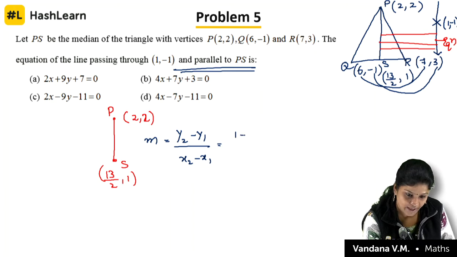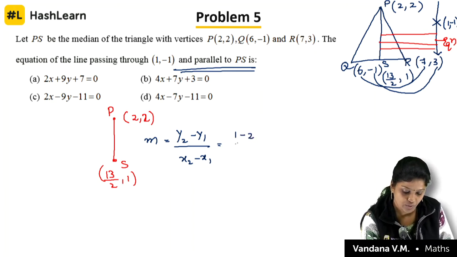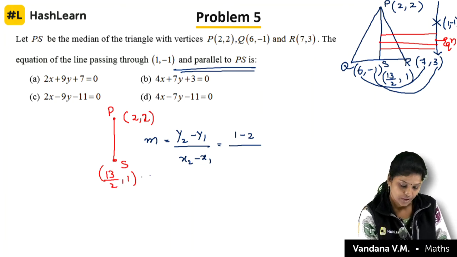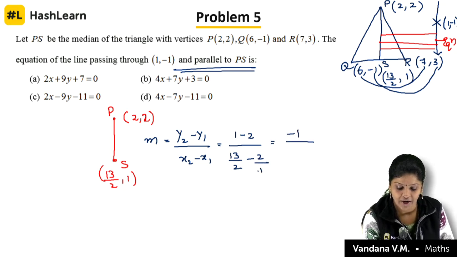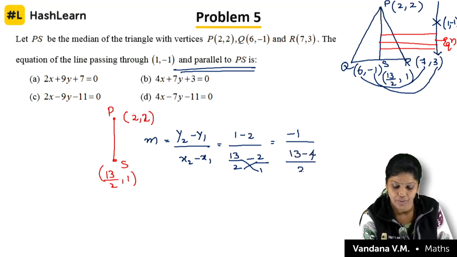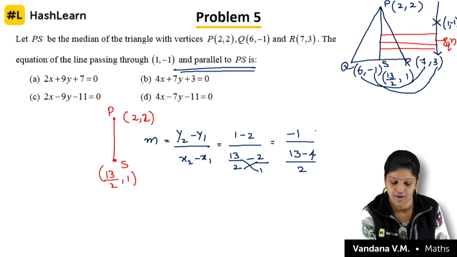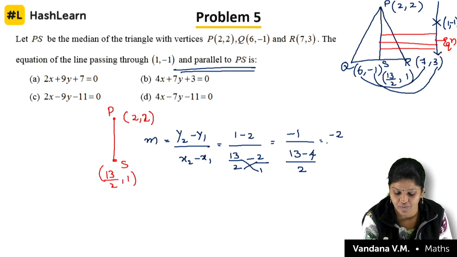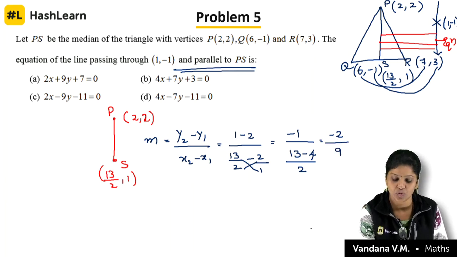y2 is 1 minus 2 divided by x2. x2 is 13 by 2 minus 2. Minus 1 becomes, find out the LCM, you will get 13 minus 4 by 2. If you have a fraction in the denominator, that will get reciprocal. So that is minus 2 by 9. So I will get the slope as minus 2 by 9.